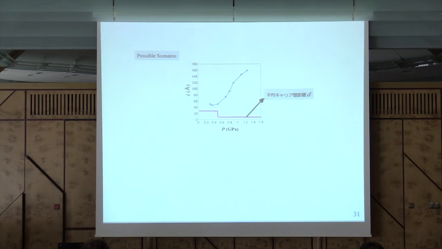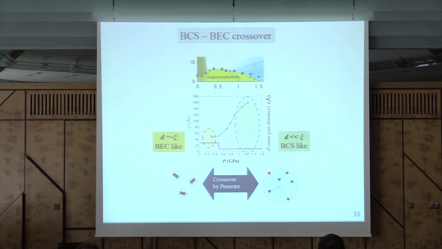We assume that in the low pressure region, the carriers are only doped holes. So if so, in these regions, coherence length and average carrier spacing are comparable. So we think that this BEC-like superconductivity appears here. And in these regions, the coherence length is much, much larger than the spacing. So a BEC-like to BCS-like crossover occurs, we guess.